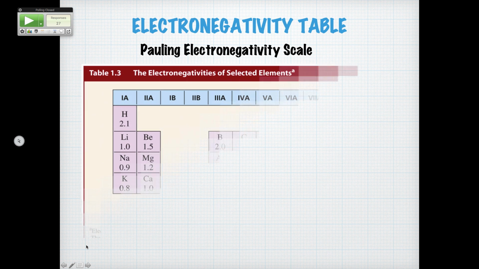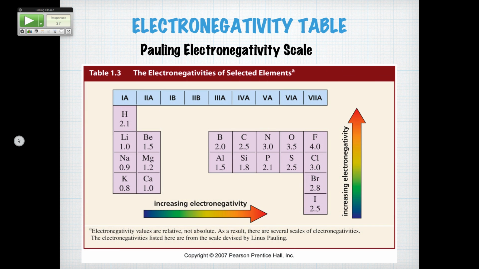But okay, here is the electronegativity scale. It was developed by Pauling. You probably heard about Linus Pauling. He's done a lot of stuff. It doesn't have every element on the table up here, but it has fluorine, which is 4. That is the biggest number on the table.